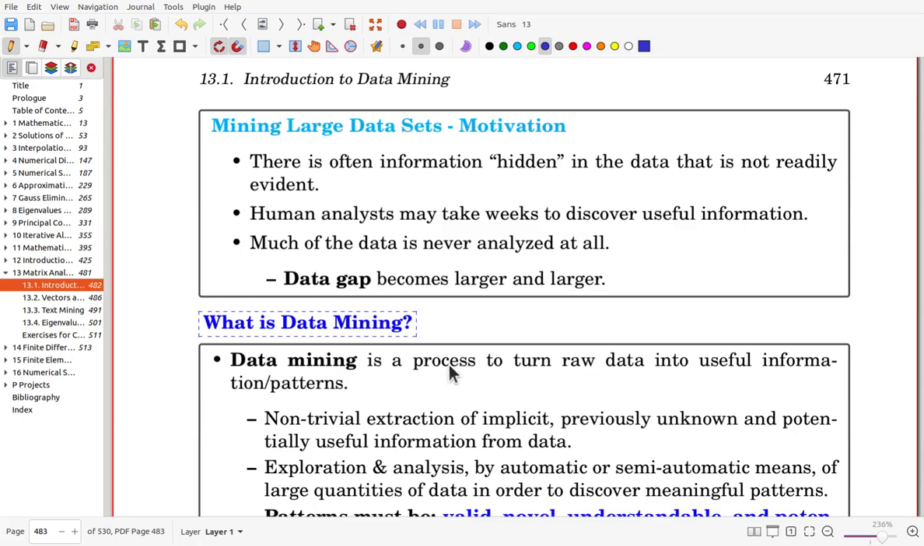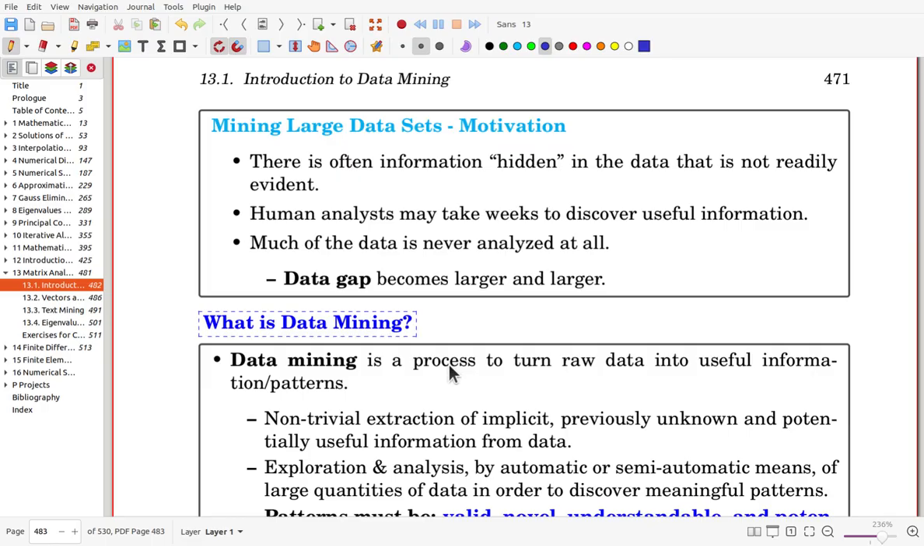Okay, here we have motivation. There is often information hidden in the data that is not readily evident. So we have to find the hidden information through data mining. Human analysts may take weeks to discover useful information. Much of the data is never analyzed at all. So we have a large data gap, and the data gap becomes larger and larger.